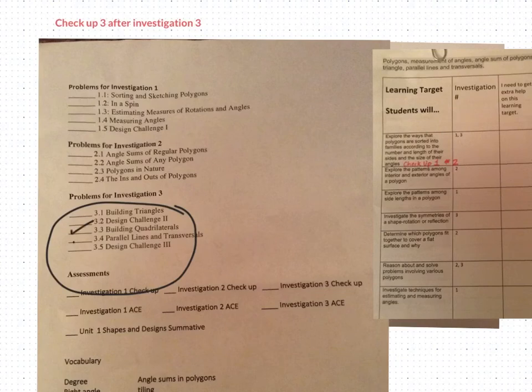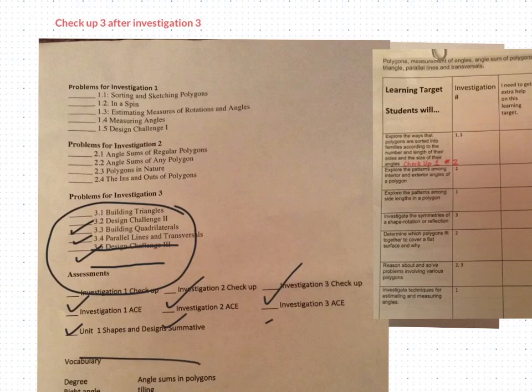We have designed triangles given certain angles and side measurements, and we've skipped building quadrilaterals for the most part. We've done parallel lines and transversals, and we're going to skip this last design challenge as well. So investigation 3 is a lot shorter than the others. We've now done 3 checkups, and the ACE has been completed hopefully at home by you for extra practice, and then we're ready for our summative, which is this week.